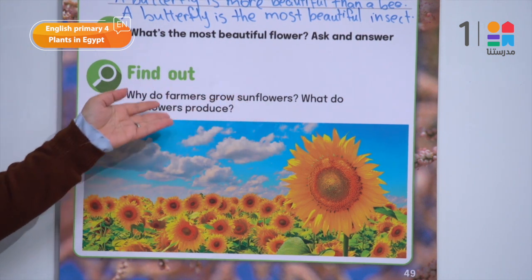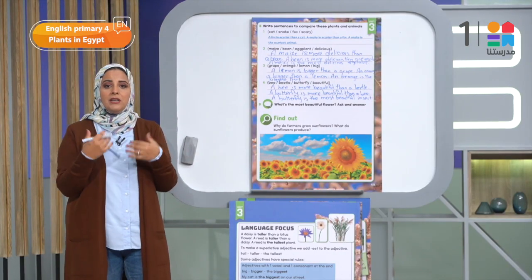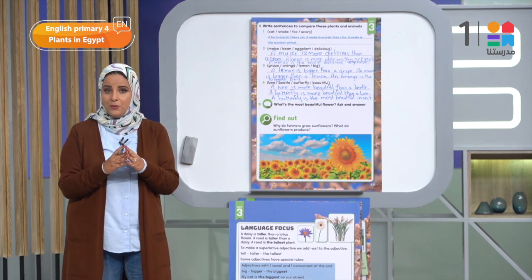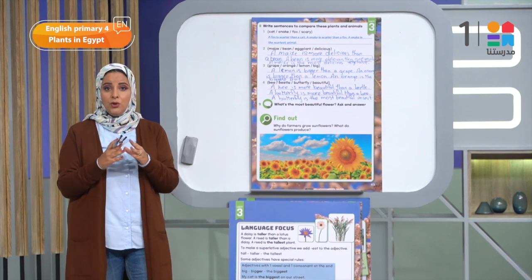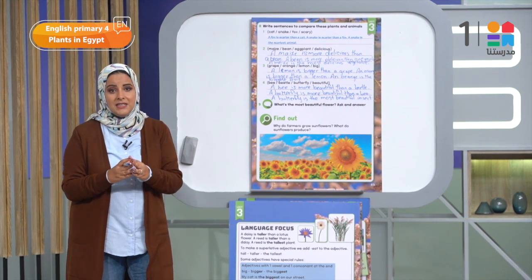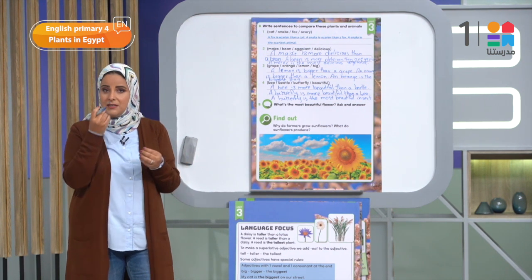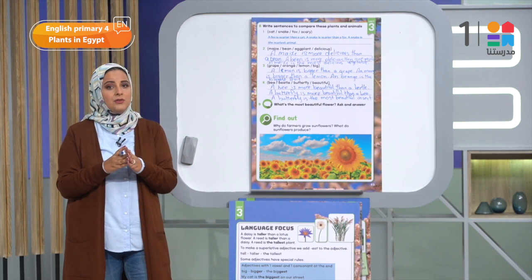What do sunflowers produce? What does produce mean? What do they give us or make? Sunflowers produce beautiful flowers and also sunflower seeds which people can eat. What do we eat them? Yes, of course we eat the sunflower seeds. Very good, my students.